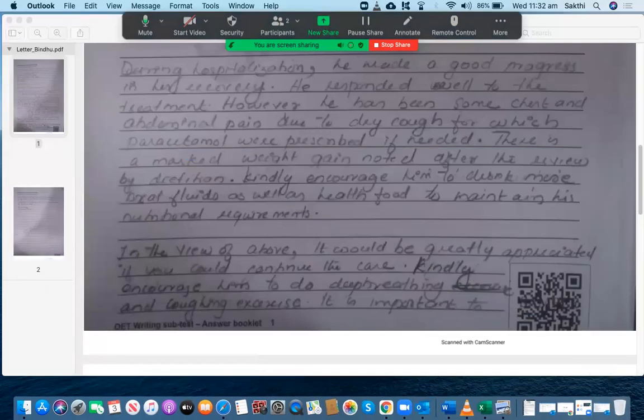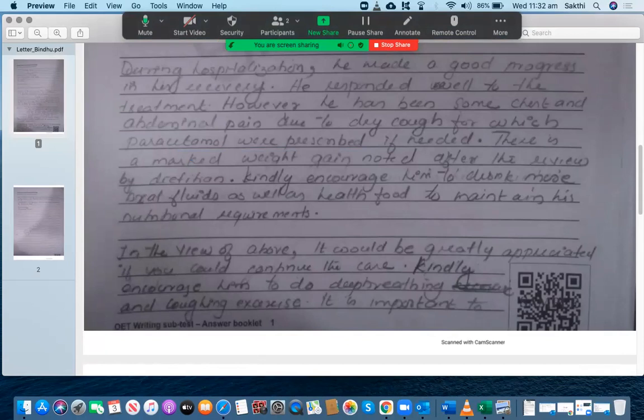And I'll tell you another mistake as well. Look at this. Kindly encourage him to drink more fluids as well as health food. So he's going to drink more fluids, that's good. But he needs to drink more health food as well? Can he drink more health food? The verb is applicable for all the nouns linked together using as well as, or and, or a comma. It's going to be the common verb for all the nouns. But unfortunately, you can't drink health food.